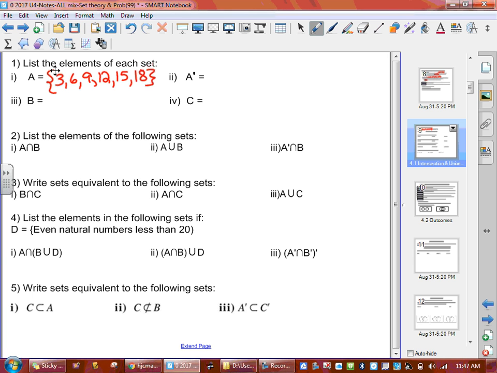Set B says numbers less than 20 divisible by 5, so we're counting by 5s for set B. 5, 10, 15. We can't include 20 because it says they're less than 20.